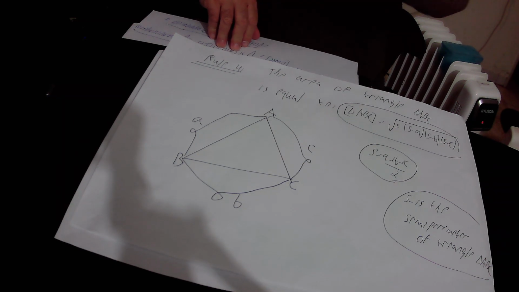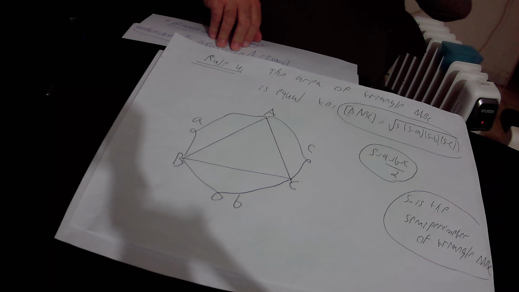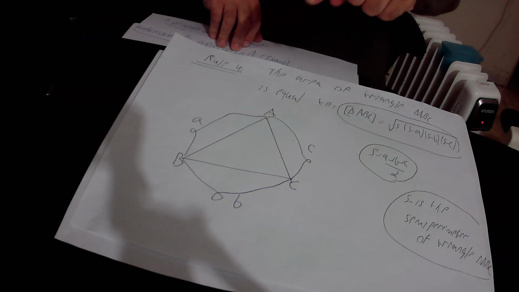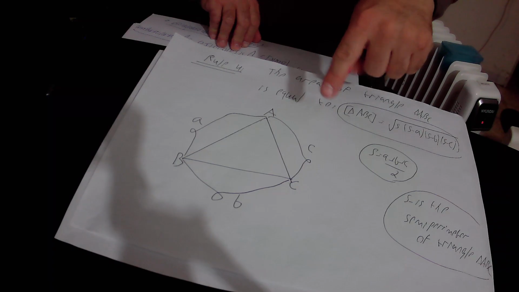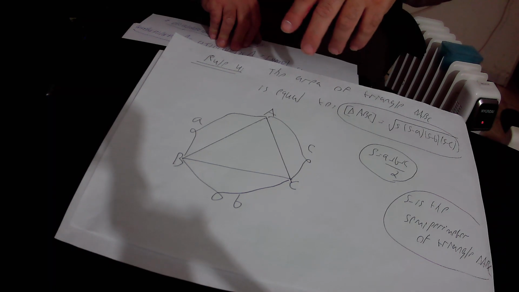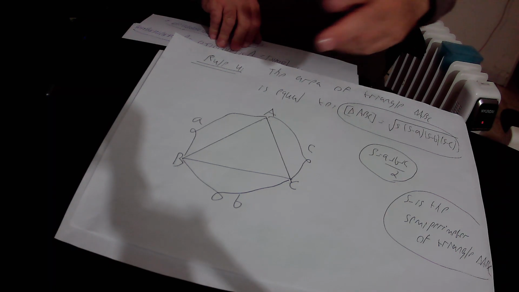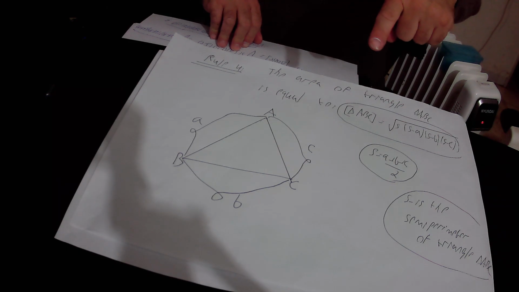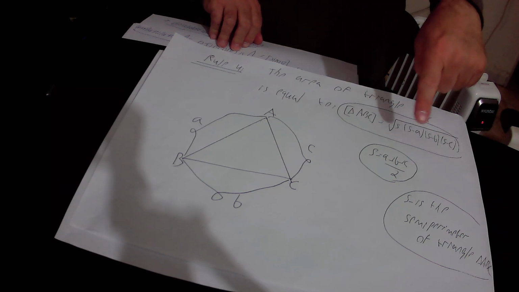The semi-perimeter S of this triangle ABC equals the sum of its side lengths, over 2. So the semi-perimeter S equals A plus B plus C over 2.